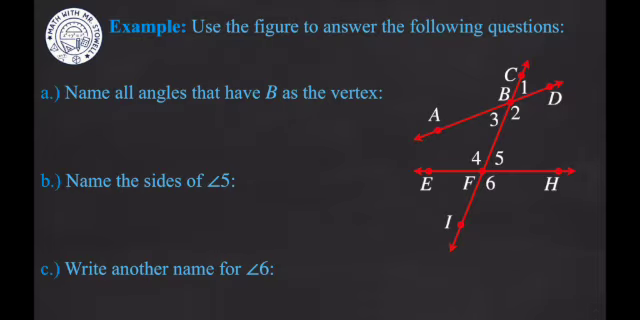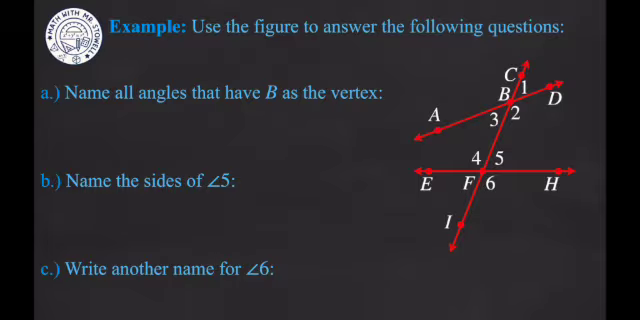Let's look at this example. Use a figure to answer the following questions. Part A, name all angles that have B as the vertex. Part B, name the side of angle 5. And part C, write another name for angle 6. So part A, we want to name all the angles that have B as a vertex.